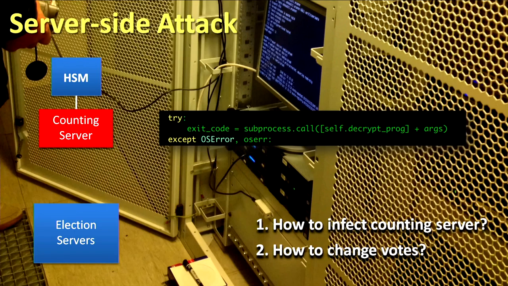All we have to do is intercept some code in the counting server that uses an attached HSM to do the decryption of each vote and basically look at what comes back from the HSM and replace it with a vote of our choosing.